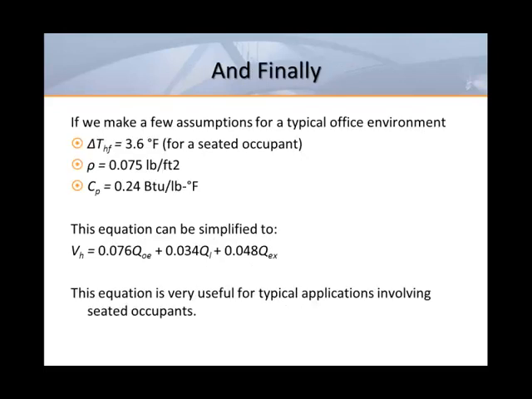If we make a few assumptions that would be appropriate for a typical office environment, we can further simplify the equation. At last, we have a simple equation that we can use to calculate cooling airflow volume to handle the effect of the total heat load on the occupied zone. Now we'll step away from the math and look at both the advantages and limitations of displacement ventilation systems.